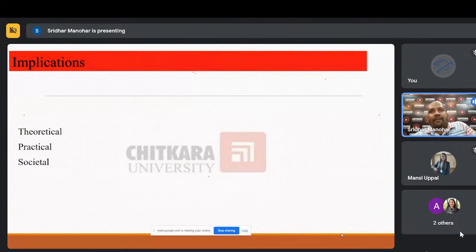So ensure you have three parts of implication: theoretical, practical, and, currently very important, the societal implication. Your research, how is it going to contribute to the existing knowledge, the practical aspect, and also the society? What is the role of the outcome of your research in the development of the society?